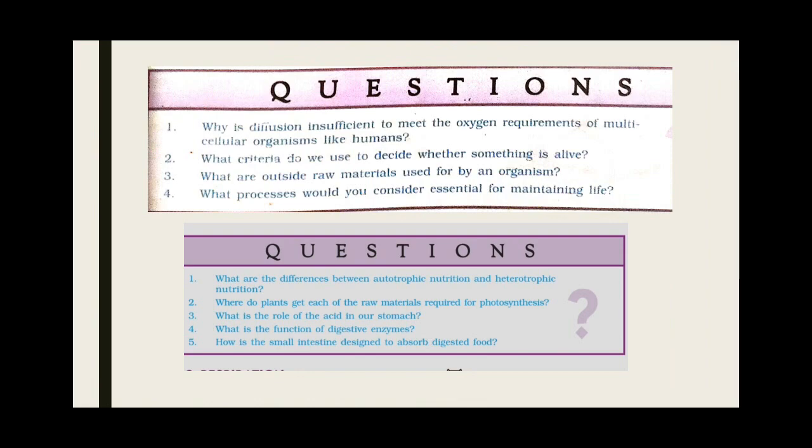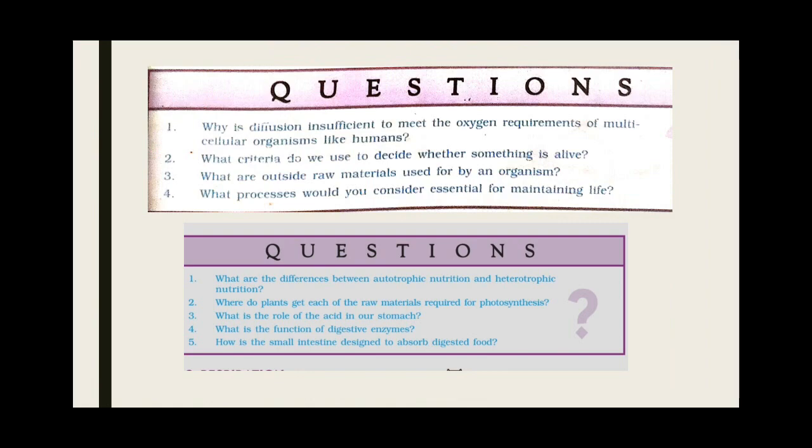Okay, so for this answer you will be writing that the essential processes considered for maintaining life are movement, nutrition, respiration, transportation, and excretion. Okay, now what are the differences between autotroph nutrition and heterotroph nutrition? Very easy. Make a chart. On one side you write autotroph and on the other heterotroph, and at least 4 differences you must know. Okay, so that is very easy.